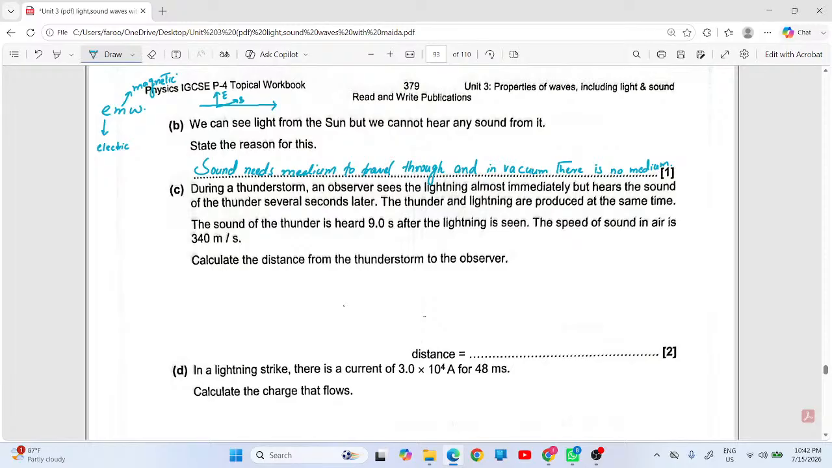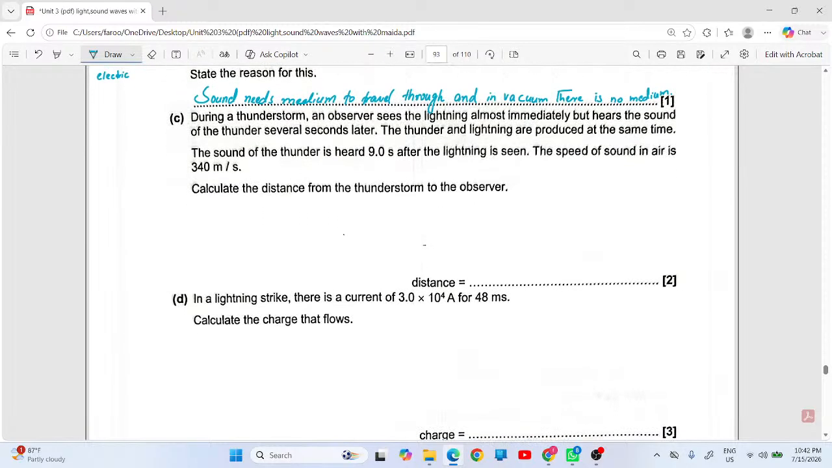Next is: during a thunderstorm, an observer sees the lightning almost immediately. The lightning आपको जल्दी नजर आती है, but hear the sound of thunder several seconds later. The thunder and the lightning are produced at the same time. कहते हैं lightning जो हुई है वो same time पे ही, sound भी generate same time पे हुआ है.